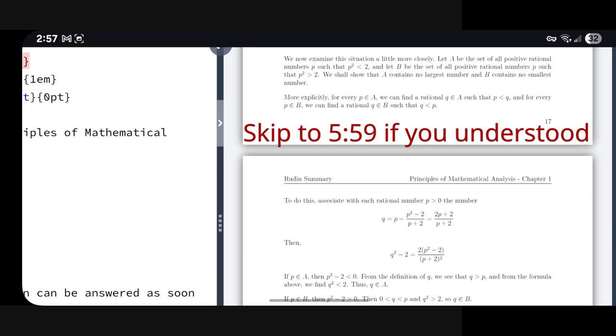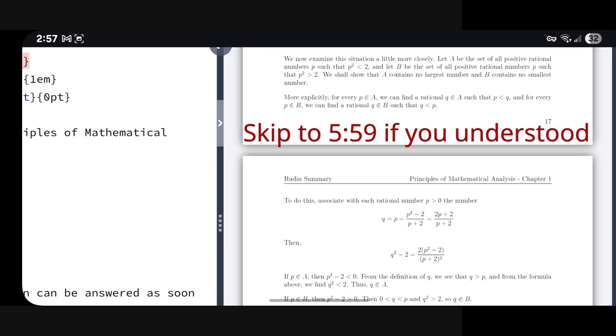Wait a second, just let me think about this a little bit more. Yeah, that's sort of the logic here.